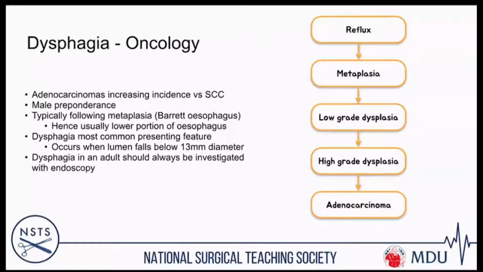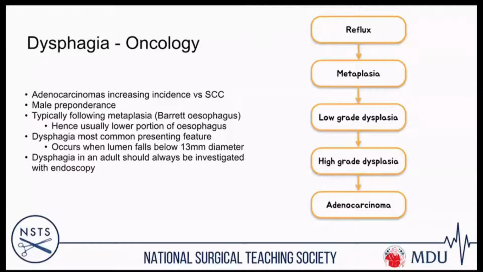Just having a look at the speech and language therapist guidelines, dysphagia usually occurs when the lumen falls below 13 millimeters, so it's probably quite far on by the time they get symptoms. And in any adult with new onset dysphagia, you should always get an endoscopy no matter where you are, whether you're inpatient or outpatient.